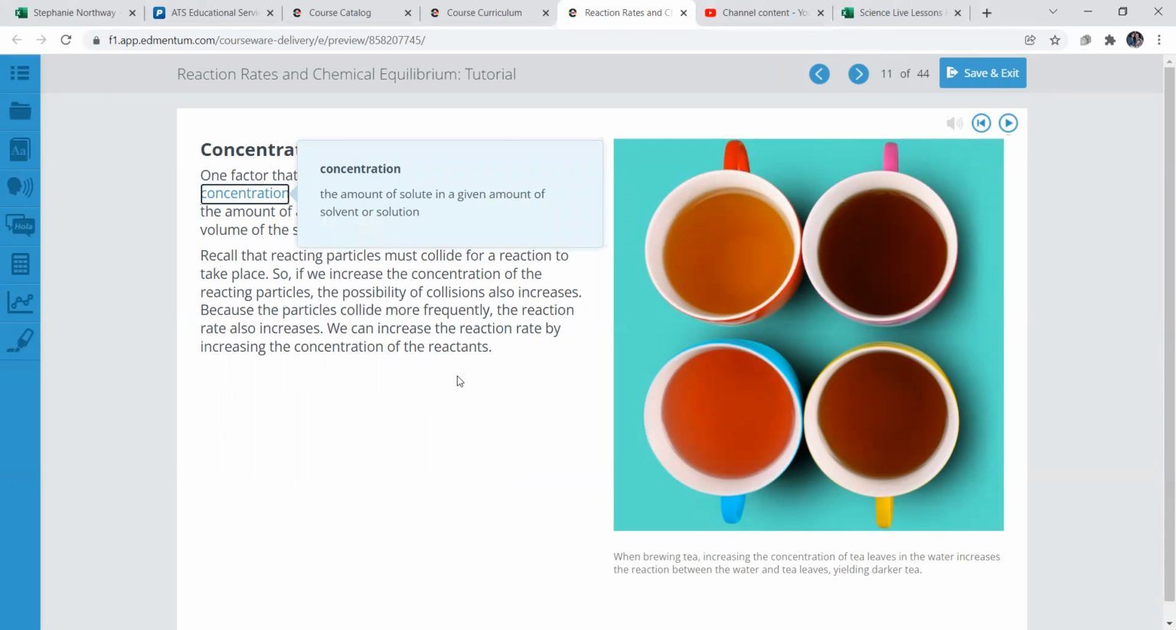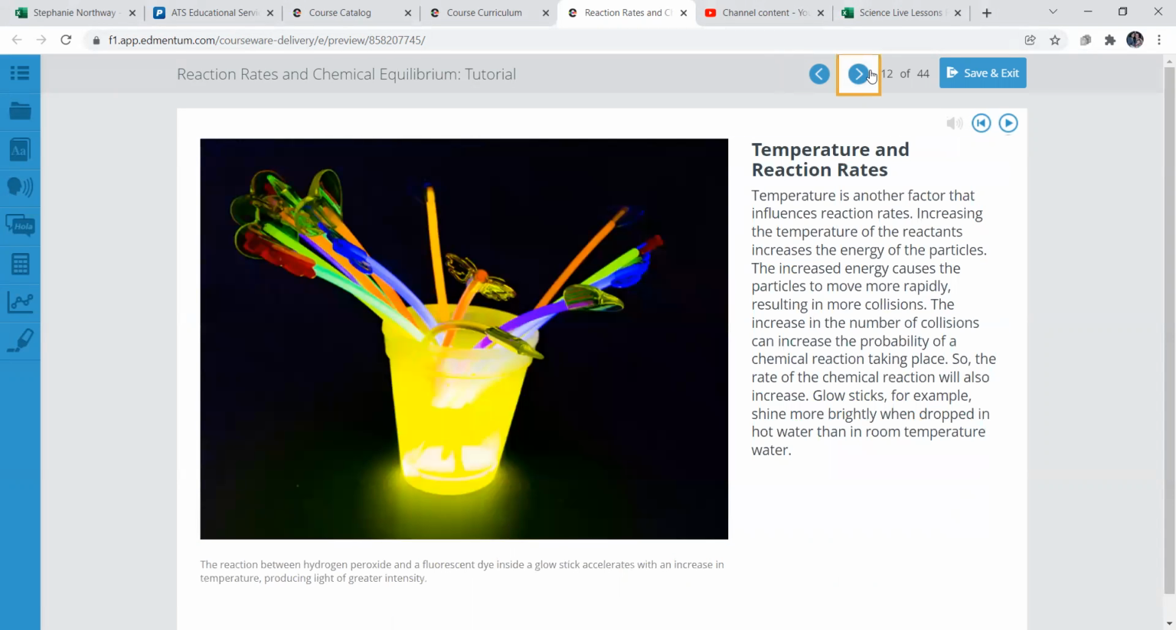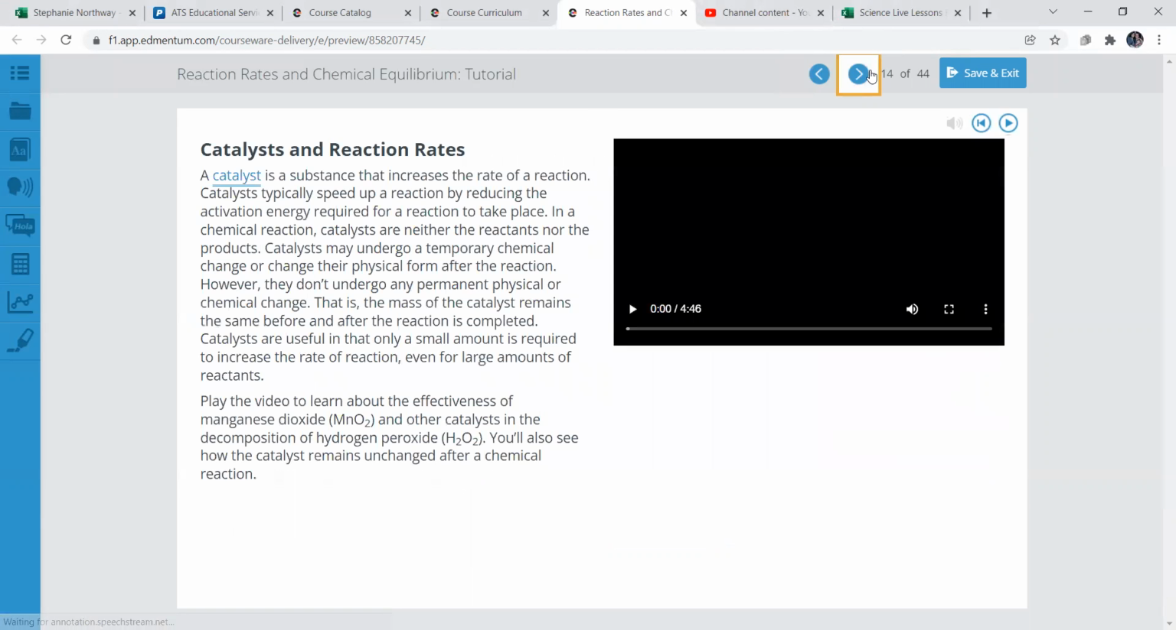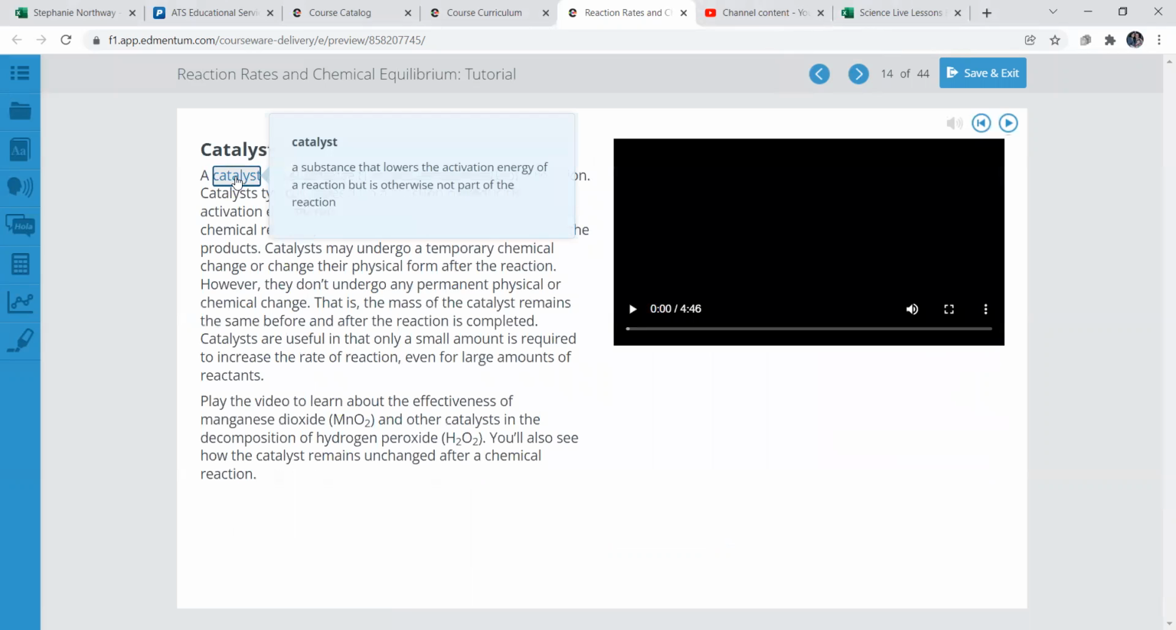Concentration, the amount of solute in a given amount of solvent or solution. Temperature and reaction rate. Okay, a catalyst would be a substance that lowers the activation energy of a reaction, otherwise not part of the reaction.